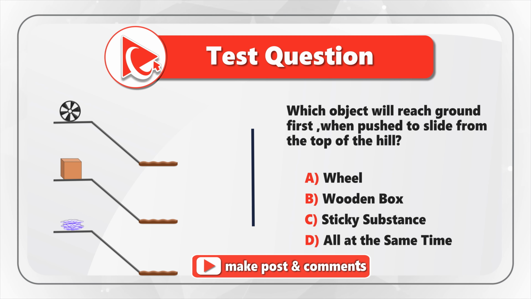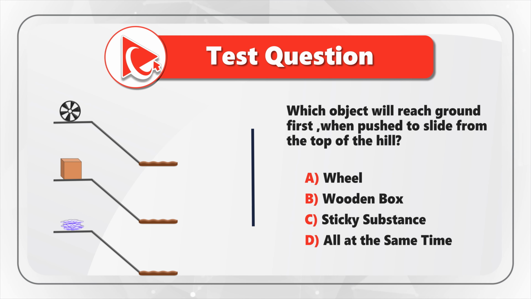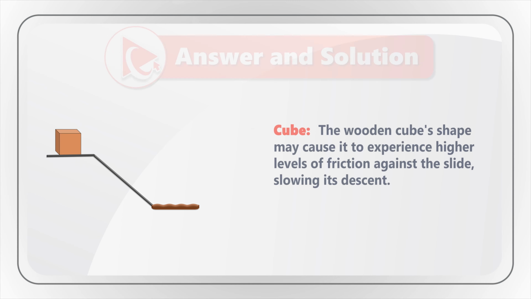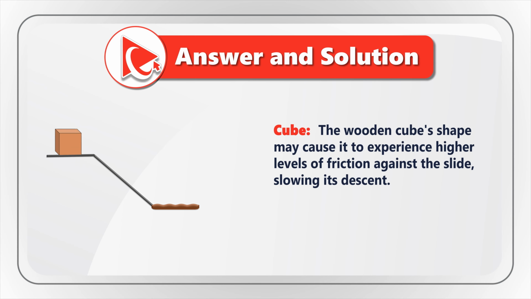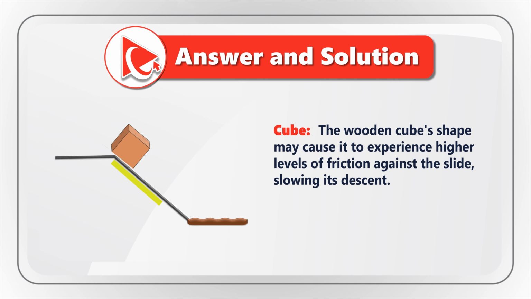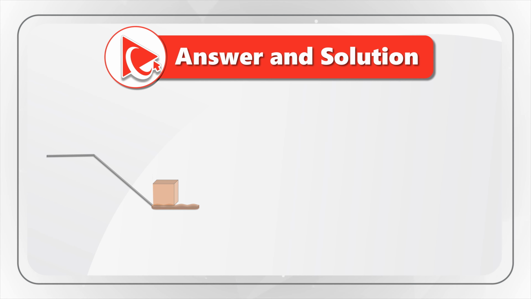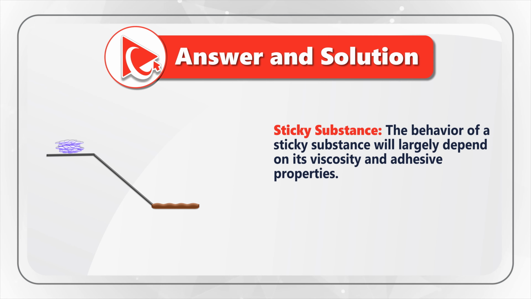To determine the answer, let's look at each object individually. This will help us decide all the considerations related to their sliding from the top of the hill down to the ground. Let's start with the cube. The cube's shape may cause it to experience higher levels of friction against the slide, slowing its descent. But at the same time, the sticky substance may move even slower, because the behavior of a sticky substance will largely depend on its viscosity and adhesive properties.